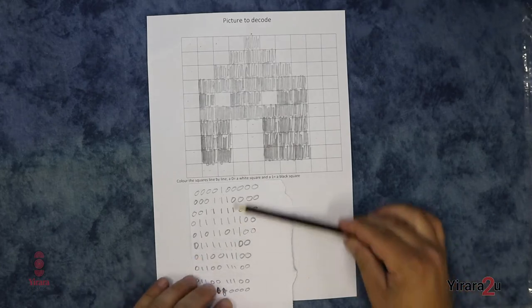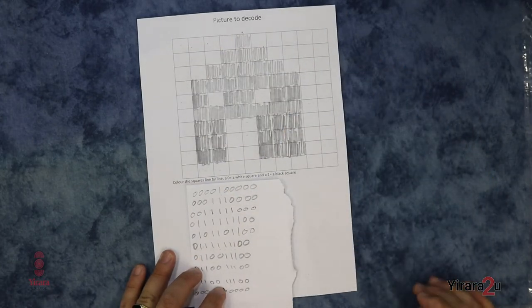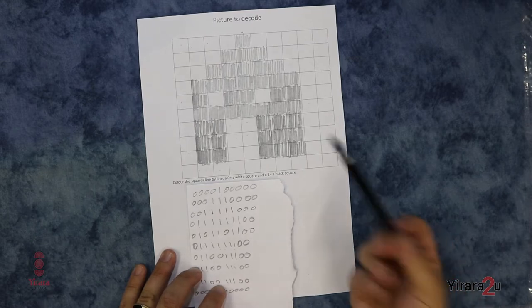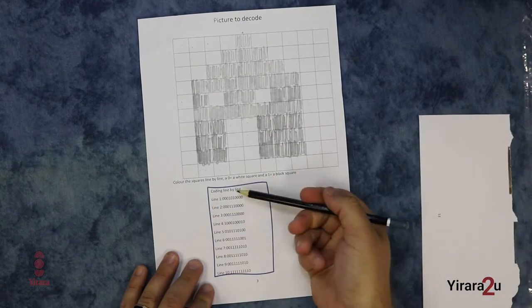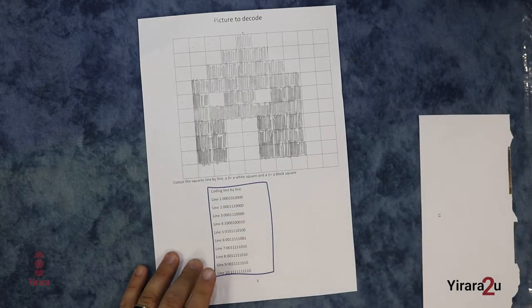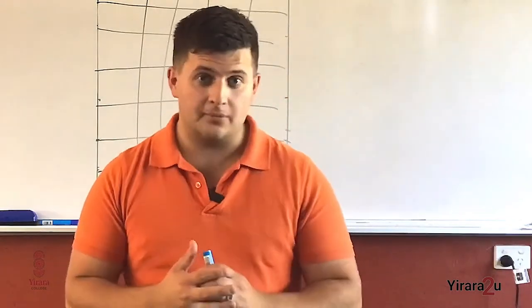And as we see, from the binary coding, we came out with a house. And everyone's laughing at my drawing. But you have a different set of coding right here. Can you figure out what this coding is trying to tell you? Let's see. I hope you guys enjoyed that, and let's see what picture you come up with.